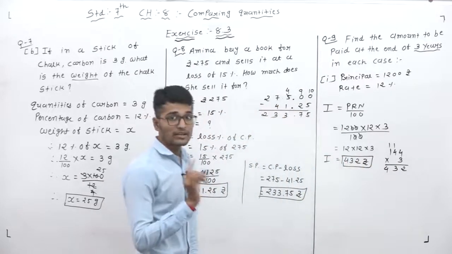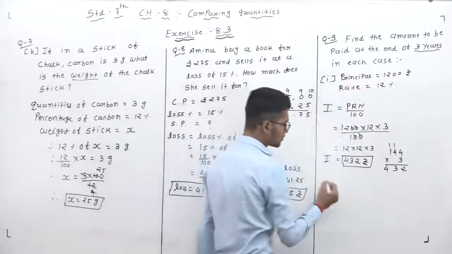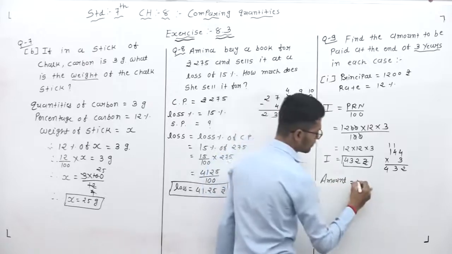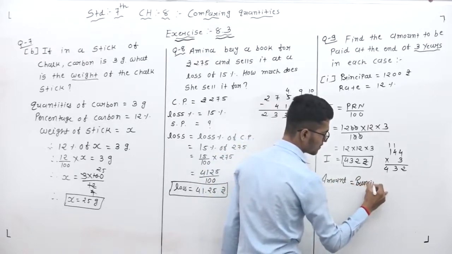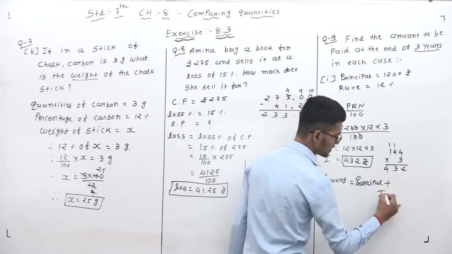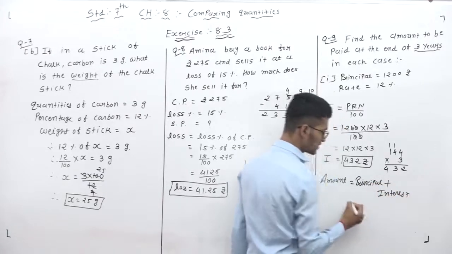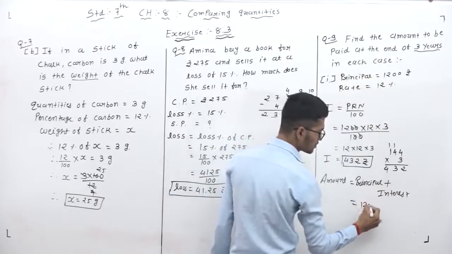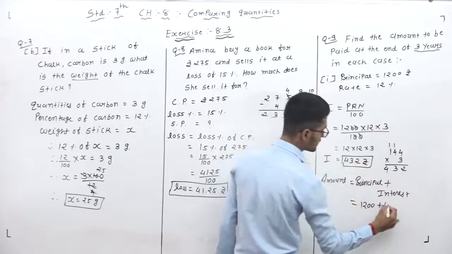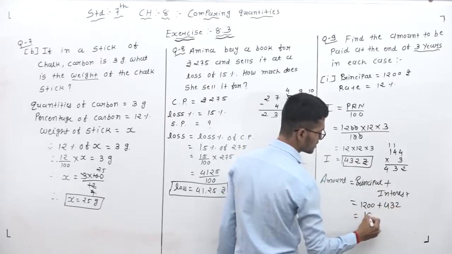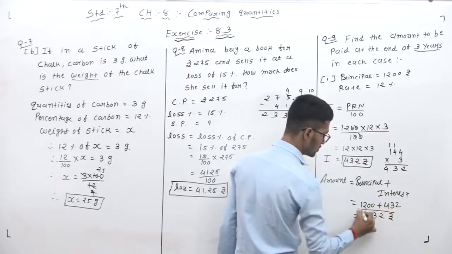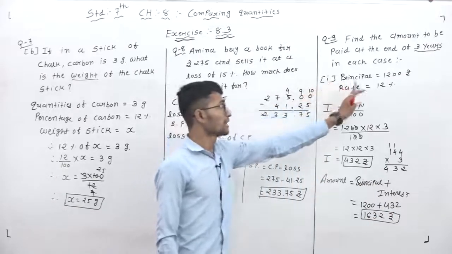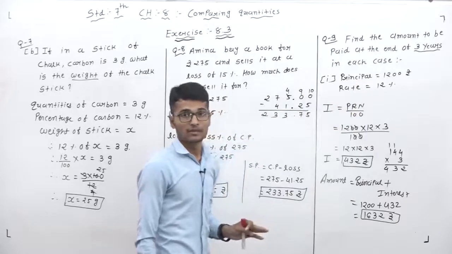This is our interest. But in this question we will find the amount. So what is the formula of amount? The amount's formula is principal plus interest. What is the principal? Principal is 1,200 and interest we found is 432. Addition of these two is 1,632 rupees. So this is our amount for this principal, rate and number of periods.